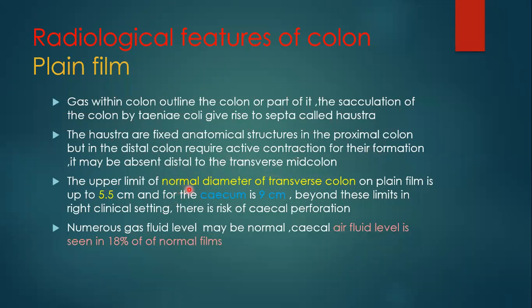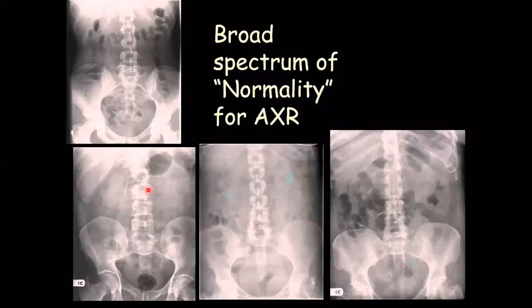The upper limit of normal diameter of the transverse colon on a plain film is up to 5.5 cm, and for the cecum it is 9 cm. Beyond these limits, in the right clinical setting, there is risk of cecal perforation. Numerous gas fluid levels may be normal. A cecal air fluid level is seen in about 18% of normal films. Here, a broad spectrum of normal plain abdominal X-ray.